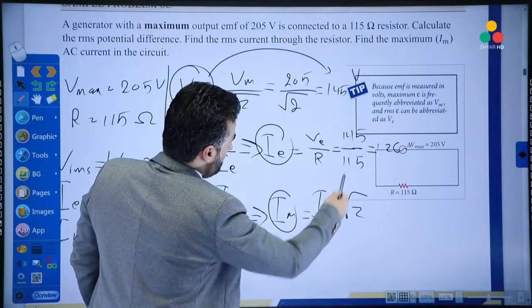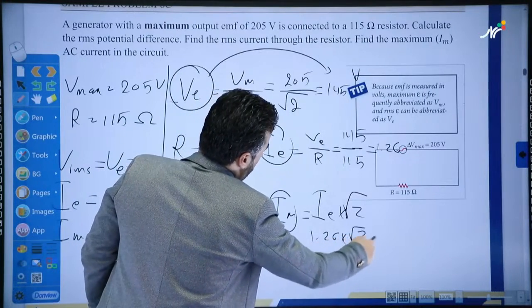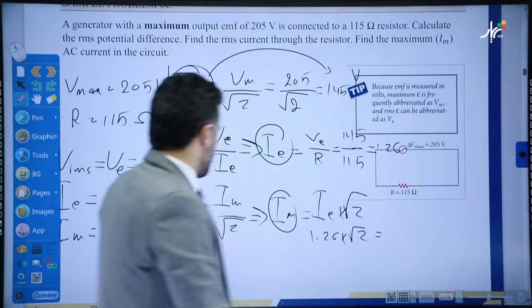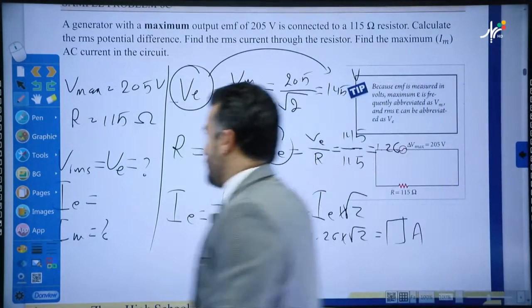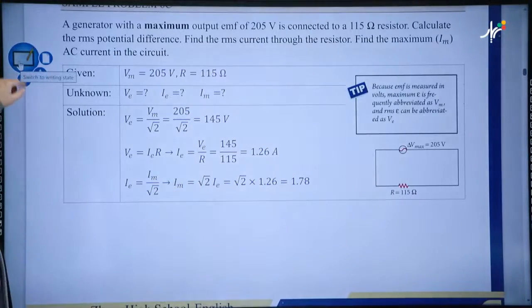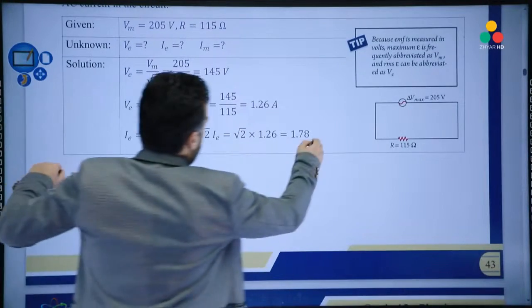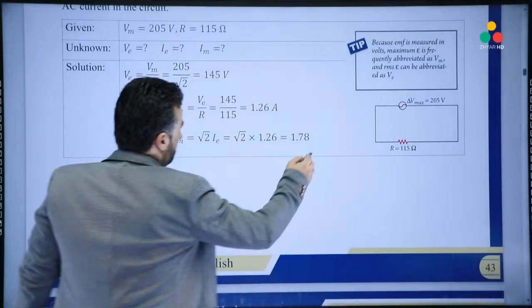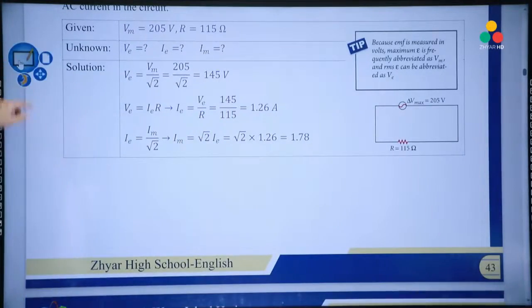So in this case, 1.26 multiplied by the square root of 2, yeah? And then you can find the answer, which is going to be in amperes. And the answer was basically 1.78 amperes. Okay, and of course you can add the unit, ampere, here.